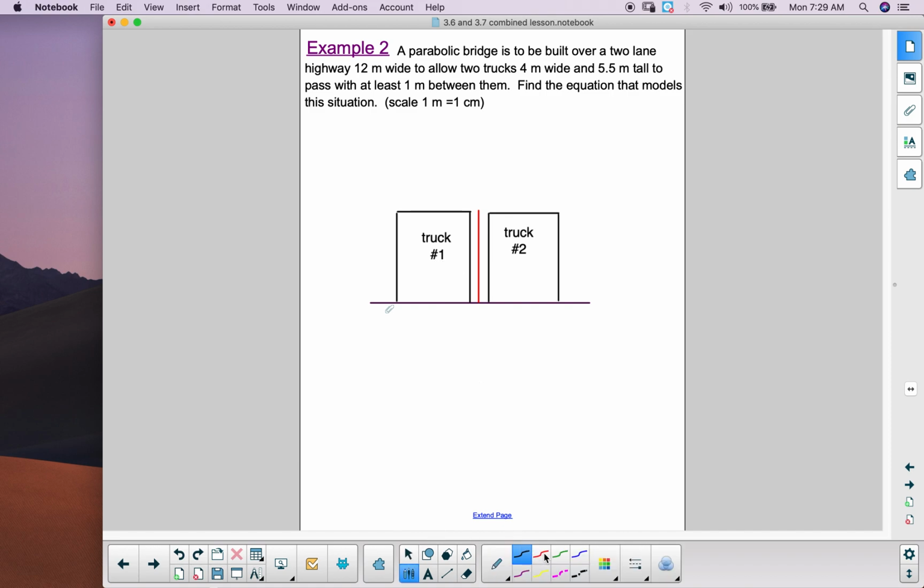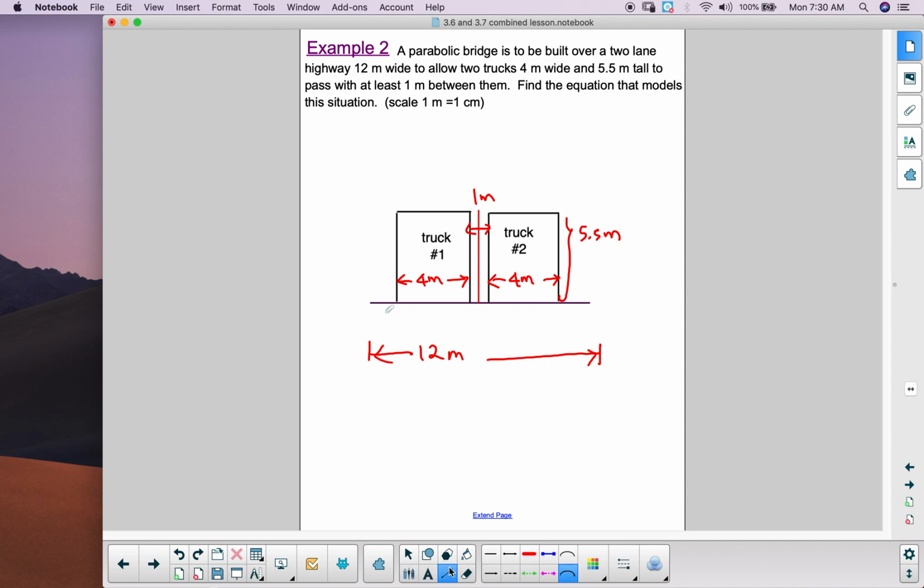Let's just break down all the information given to us. They are 4 meters wide each. So there's about 4 meters here between this. And then there's at least 1 meter between them. So let's just take it as 1 meter here between them. So that's the highway. And the entire width of this is 12 meters. So it says highway 12 meters wide. So it's 12 meters wide for the entire highway. And the height of the truck is 5.5 meters. So that's all the given information. And you have to build a bridge over it.